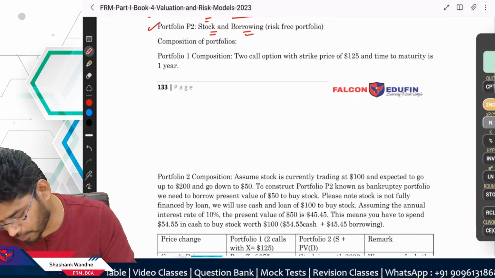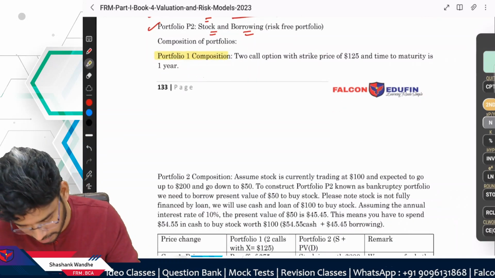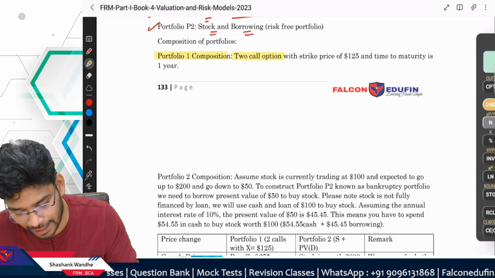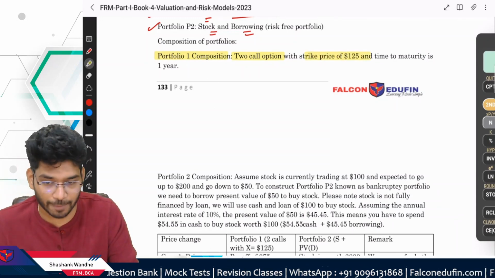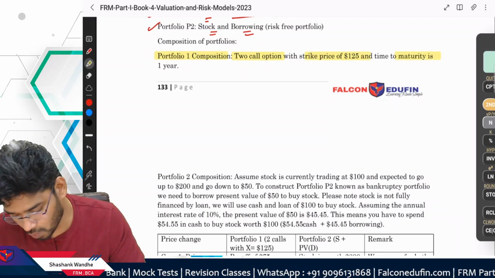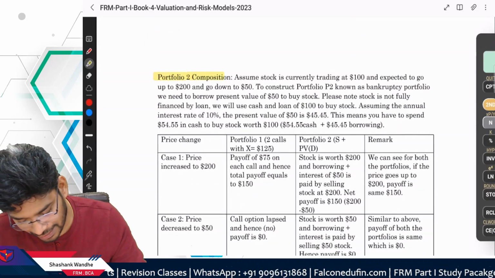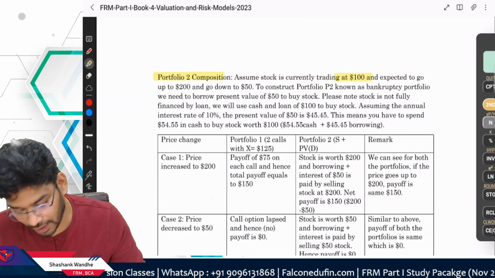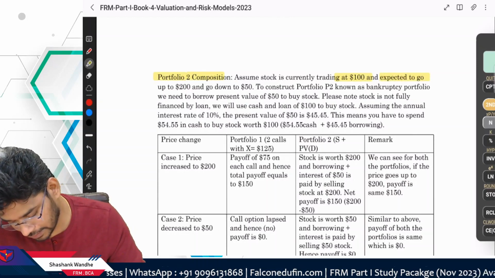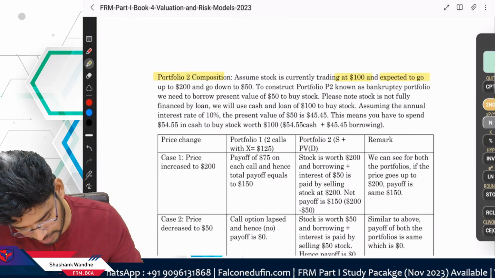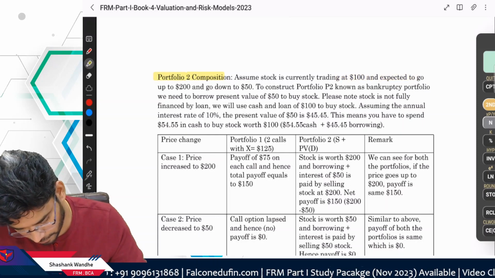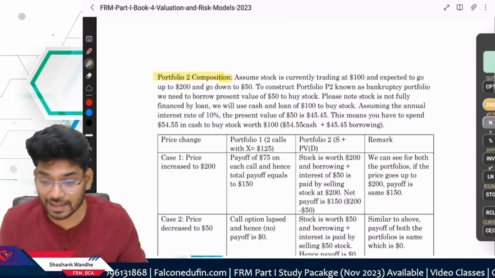So here the composition of the portfolio: portfolio 1 is a 2 call option with a strike price of 121 and time to maturity of 1 year. Okay, so first you have to use this. Then portfolio 2's composition is underlying 100. Just a second, first I will show you the reason behind the composition.